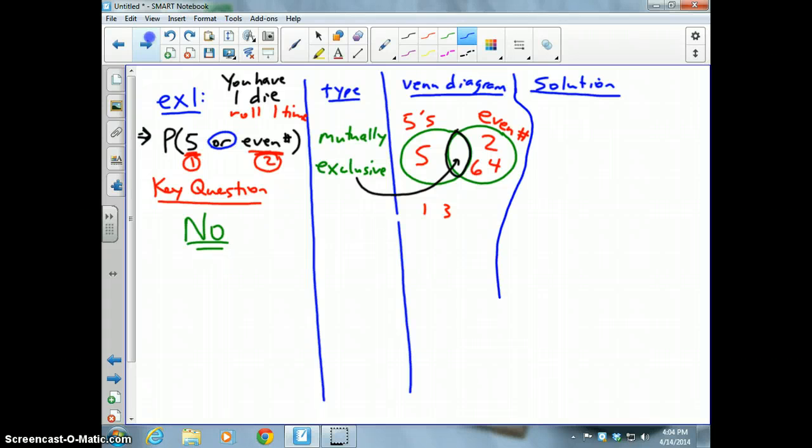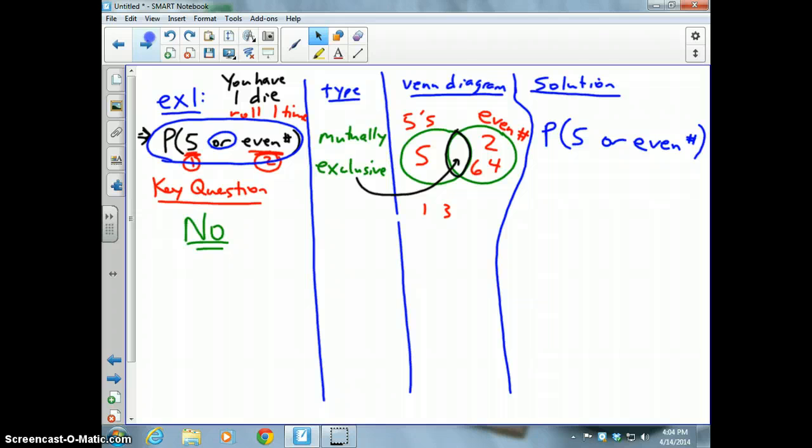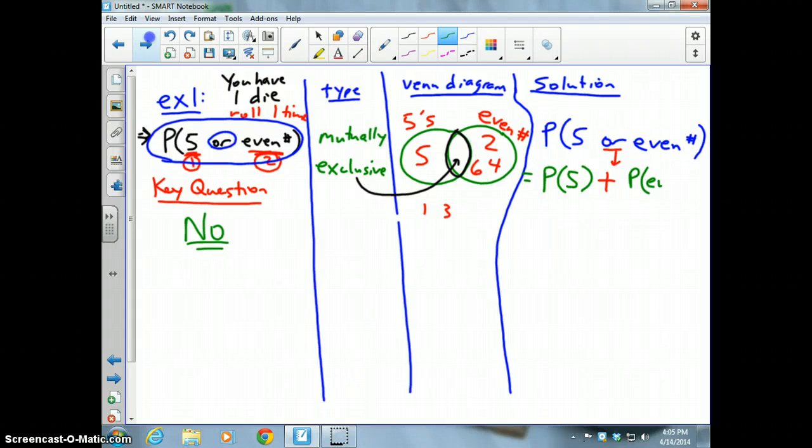All right, well, let's solve the problem. I want to know, what is the probability of this outcome? What is the probability that I get a 5 or an even number? Well, what that means mathematically, this is equal to the probability I get a 5, and the word or, I said on the prior slide, means addition. So the probability I get a 5 plus the probability that I get an even number.